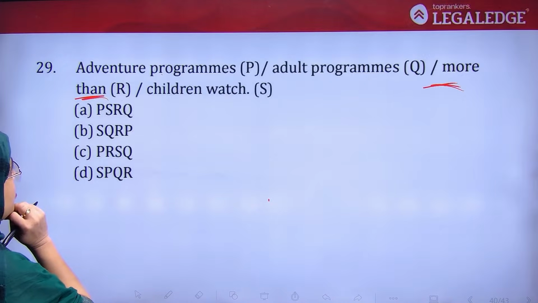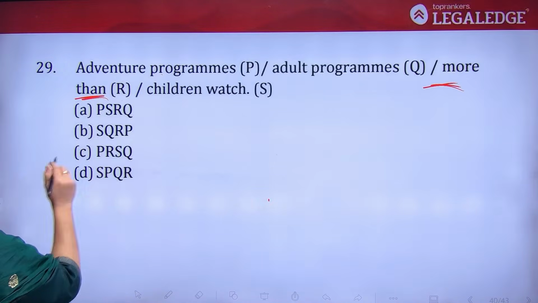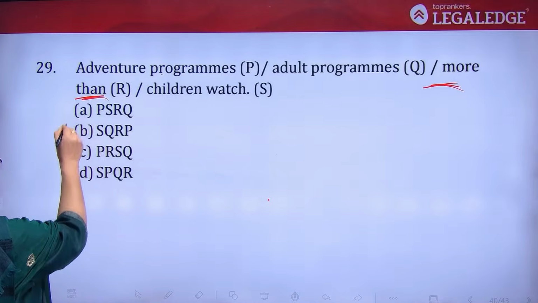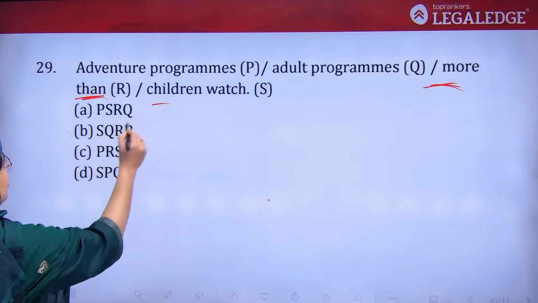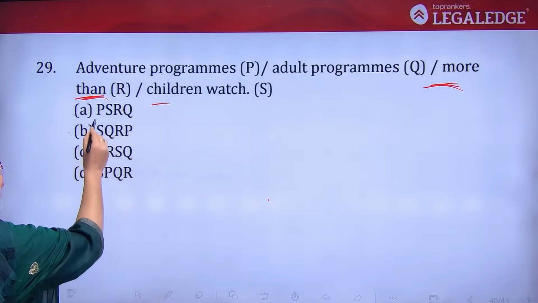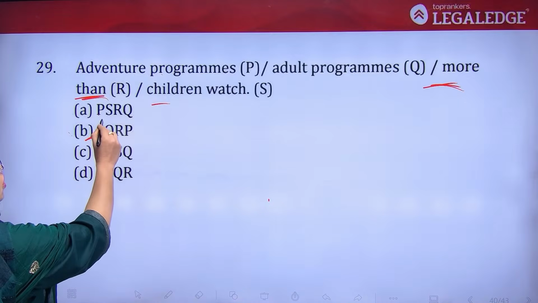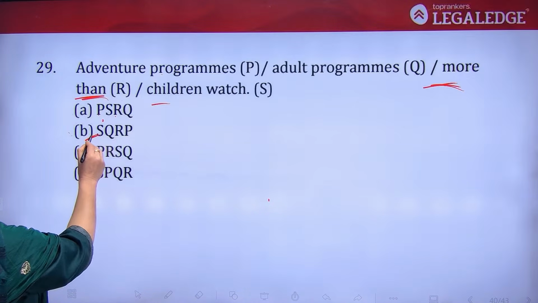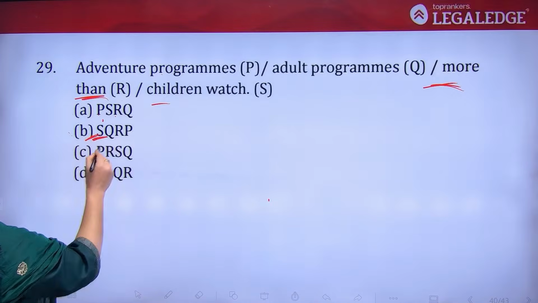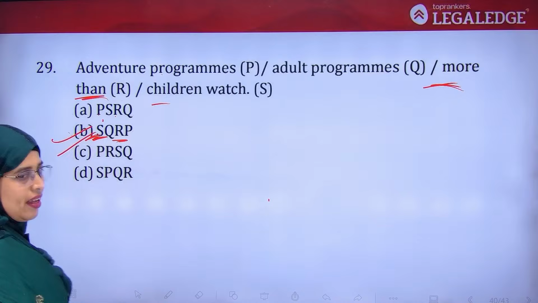Children watch, dash, more than, dash. So the placement of R should be 3. If you consider options A and B, they are close. So children watch, S is required. You can't start with P here. Adventure program, then children watch, it's making no sense. So children watch should be the introductory part. So S and placement of R should be 3, which makes B the correct answer choice.